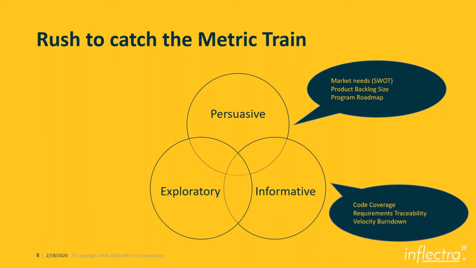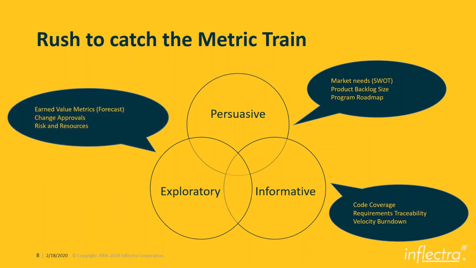On the informative side, it could be code coverage, requirements traceability. People use velocity oftentimes, and velocity burn down is another one that we can use for an informative session as to the status quo indicators. And then on the exploratory, much more of what are some of the change approvals that we are doing, what are some of the risks that we have to constantly review and retire or add, and change the probability impact assessment.